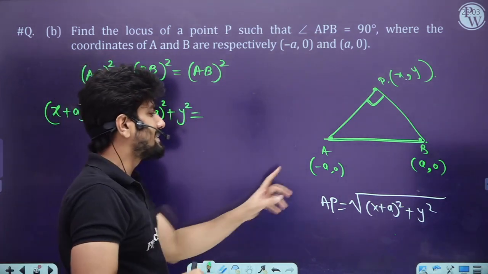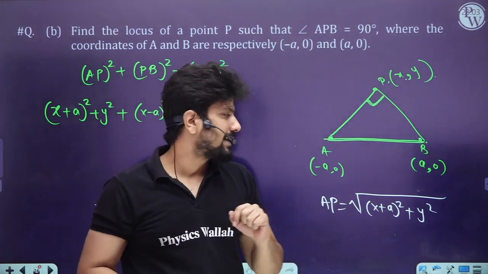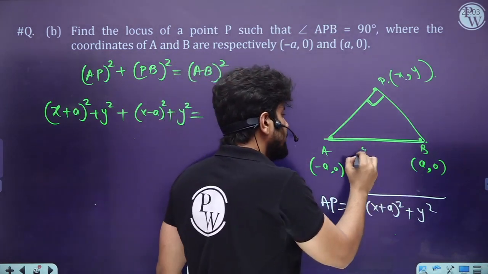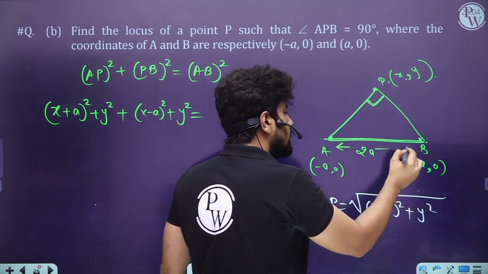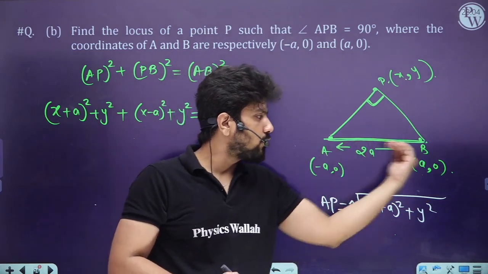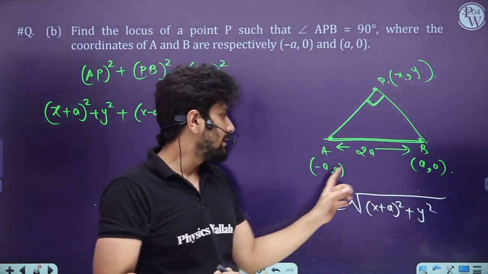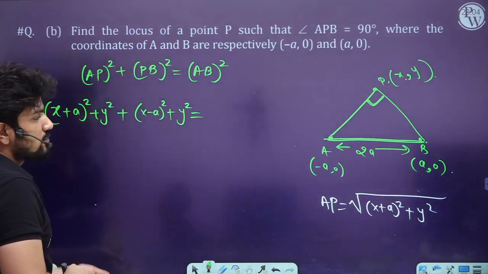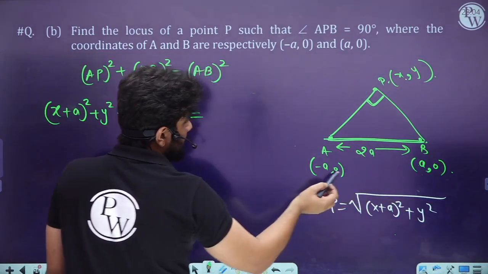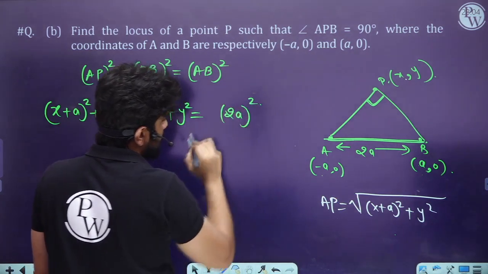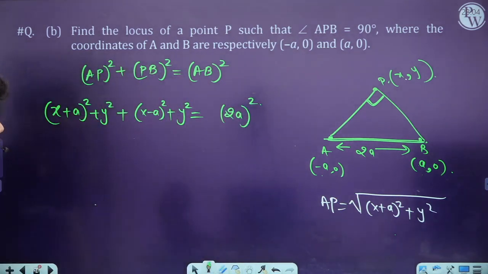And what is the distance between point A and point B, which we can directly see, that's a minus of minus a. 2a will be the distance. Y coordinate is same for these two points. They are on the same horizontal axis. There's only difference of x coordinate, a minus of minus a, which is 2a, or you can also apply the distance formula, a minus of minus a, which is 2a, square. This is the distance between AB.